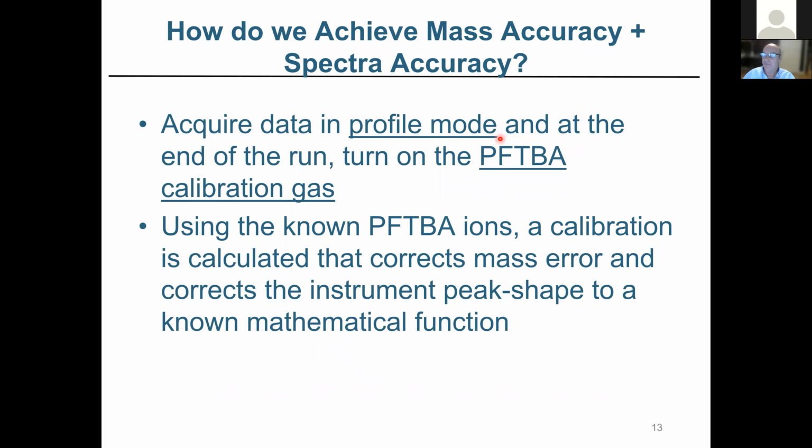So how do we achieve this? Well, as I mentioned, we acquire the data in profile mode. And at the end of the run, you set up in your method, in your GC, to turn on the internal calibration gas that's built into the instrument, the PFTBA gas. And what we do is we use this as our calibrant. And the nice thing about the gas is it has a number of known ions across the whole spectral range. And we can use this to calibrate these calibration ions to correct for the mass error as well as for the peak shape error. And we can calibrate the peak shape to a known mathematical function.